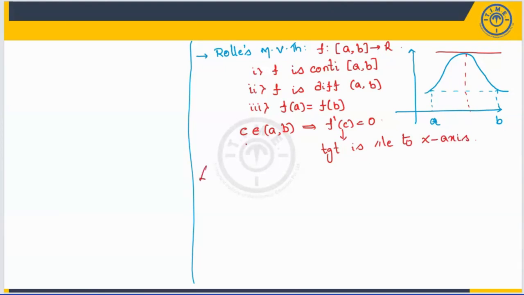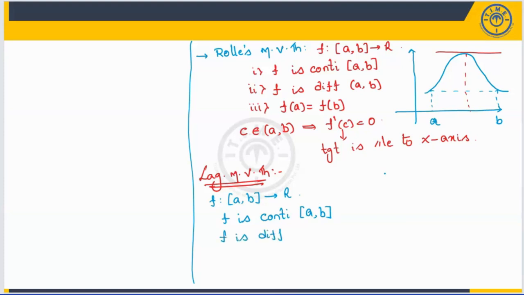And coming to Lagrange's mean value theorem, which is simply called the mean value theorem, or we can also call it the first mean value theorem, we'll take only 2 conditions. f is defined in the interval from A to B such that f is continuous on the closed interval a comma b and f is differentiable on the open interval a comma b, then f dash of c is equal to f of b minus f of a by b minus a.